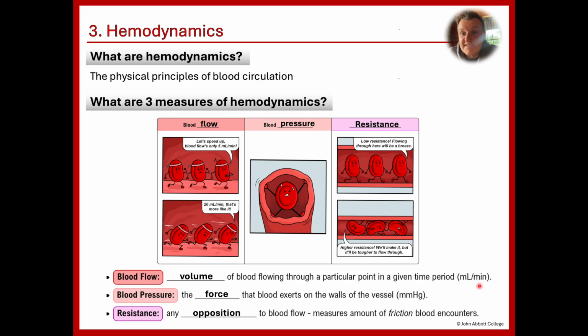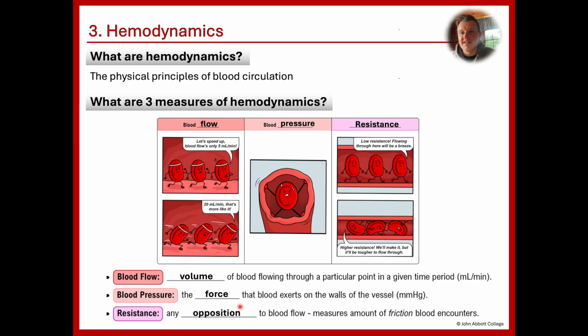Any flow, any speed, right, is always measured by the amount that's going per minute, a specific period of time, right? So this is mils per minute. Blood pressure, right, is a bit different. It's the force that blood exerts on the walls of the vessel. So if you think of a tube, and you have a lot of liquid in it, the blood will be pushing on the tube, right?